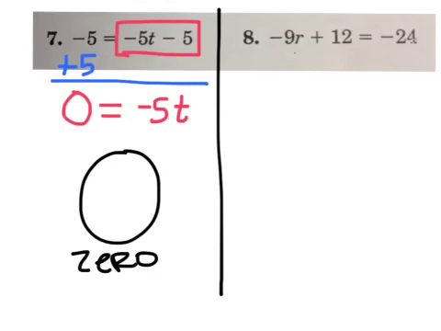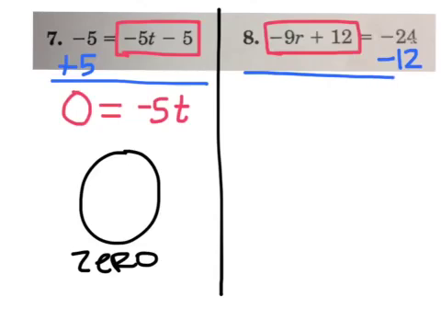Question number 8 is written normally. The problem is first, the answer is at the end. This one says -9 times a number plus 12 is -24. So instead of adding 12, I want to do the opposite of add 12 because I'm working backwards. The opposite of positive or add 12 is -12 or take away 12.